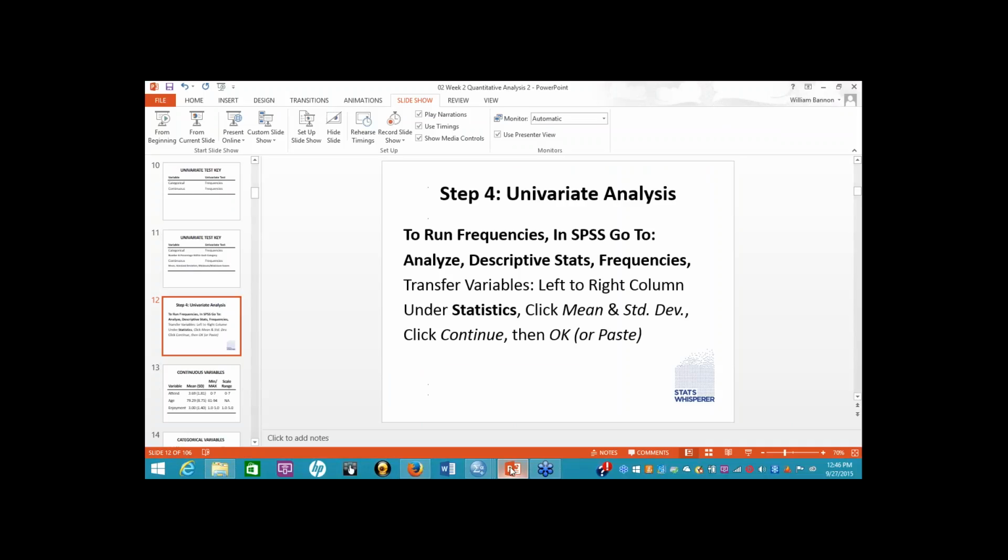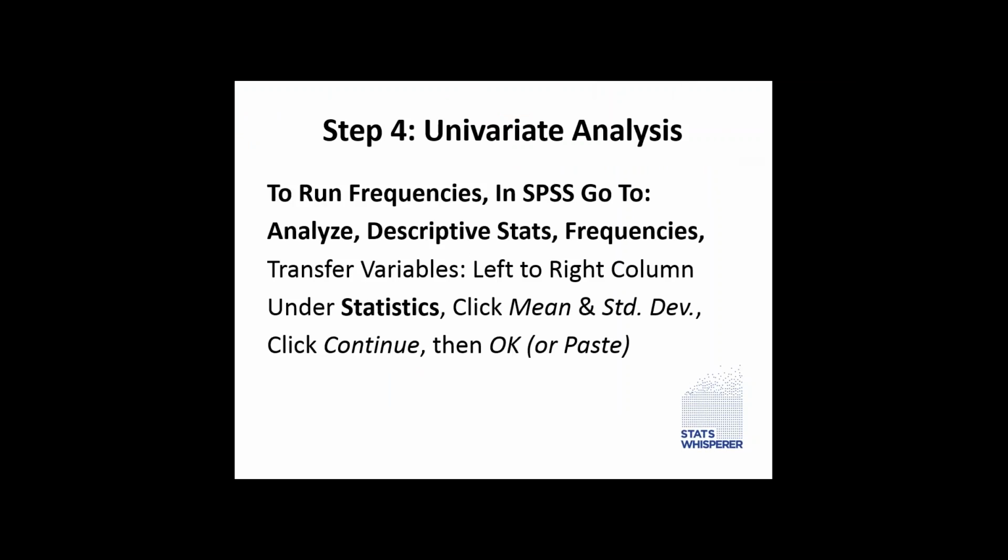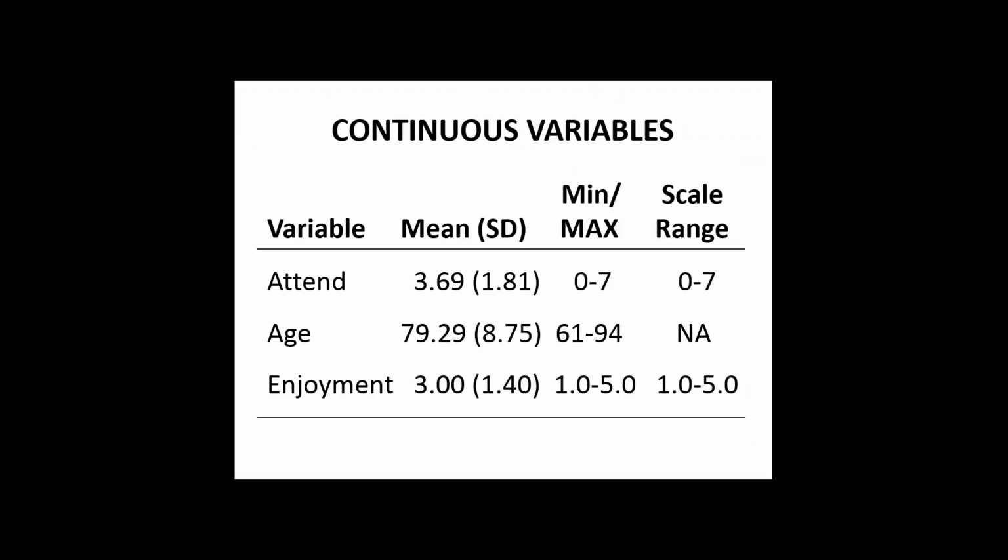As a matter of fact, these are in tables, right here. So if we keep going, we see there's our tables. We put our continuous variables here. There's the age we were just looking at, 79.29. The mean attendance is 3.69, on a scale of 0 to 7 days. So the average person went about 3.5 days. 3.5 would be half, so it's a little more than half.